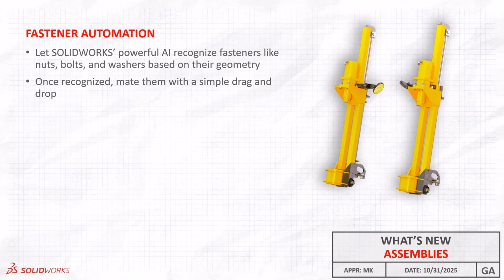SOLIDWORKS Toolbox is a great way to manage fasteners and add them to your assemblies, which reduces the time you spend with this tedious task. However, many companies may choose not to use this option. SOLIDWORKS Design now leverages artificial intelligence to automatically recognize fasteners and to mate them in place.